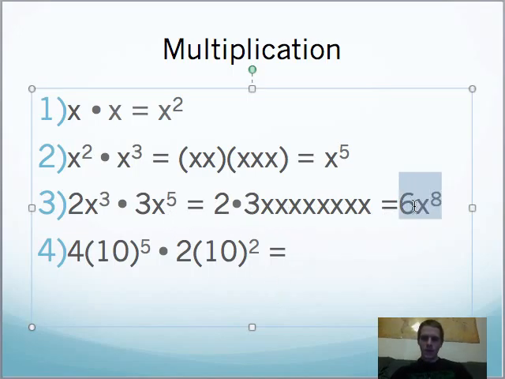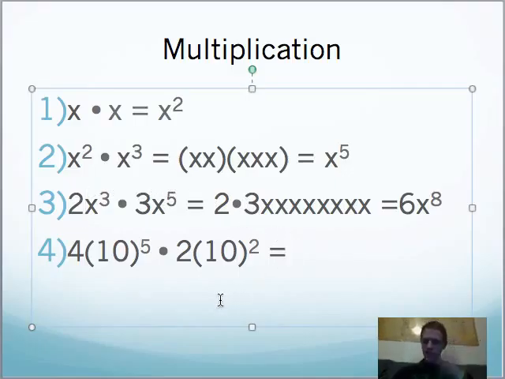So if you refer back to our original problem, 2x cubed times 3x to the fifth, well, you can multiply the coefficients, and when you're multiplying these powers, they have the same base, so you can just add their exponents. 3 plus 5 gives you that exponent of 8. So if you're multiplying two terms, they both have the same base with a power, you can multiply their coefficients and then add their exponents.